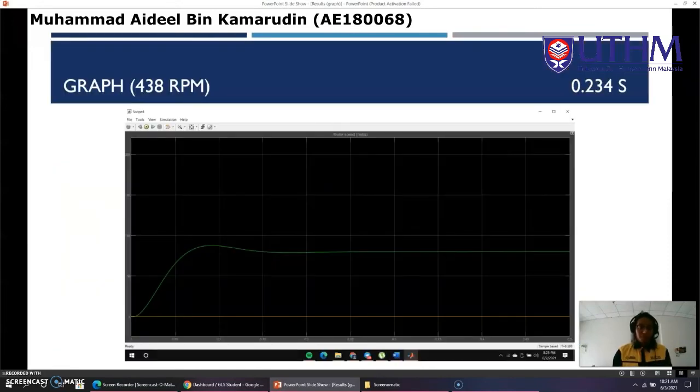So let's start. As you can see here, this is our first graph, the graph for 438 RPM input. The purpose of this graph is to see the time needed for the motor to achieve the constant speed. In this graph, you can see that it has two parts.